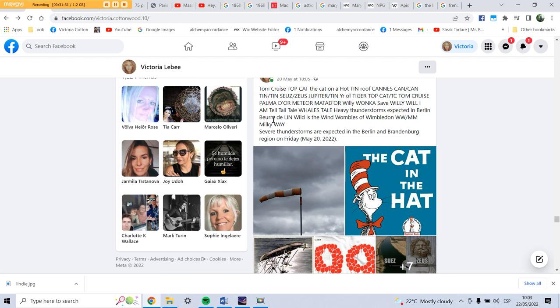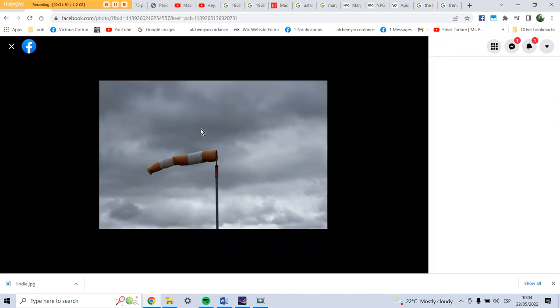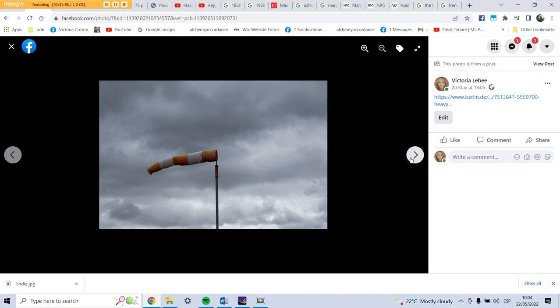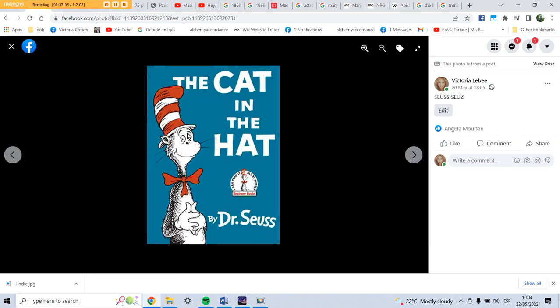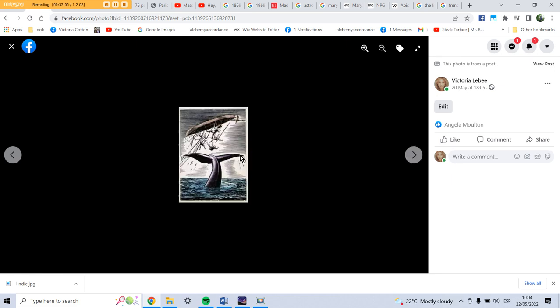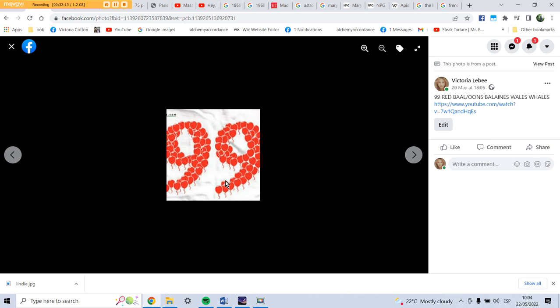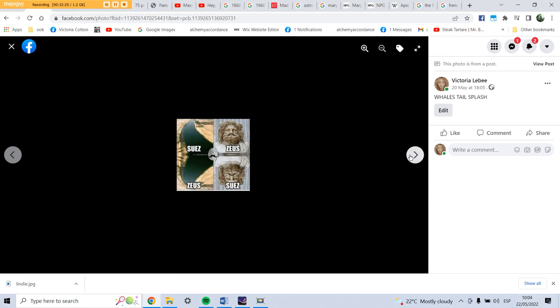Heavy thunderstorms expected in Berlin is the Beur de Lin, the Beur de Lenin, linen, the butter from the Victorian Industrial Revolution, linen, the cotton industry, and we now move into the Putin. So Beur de Lin, severe thunderstorms, that was the picture they showed for the thunderstorms. Tornadoes, massive tornadoes in America as well. There's your Zeus, the cat in the hat, the red and whites, the pirates, the William Tell, the 99 red balloons, which is the same thing as the Gigi. I showed you last week, I've been showing you the red balloons, Germany, the whale's tail, Zeus.